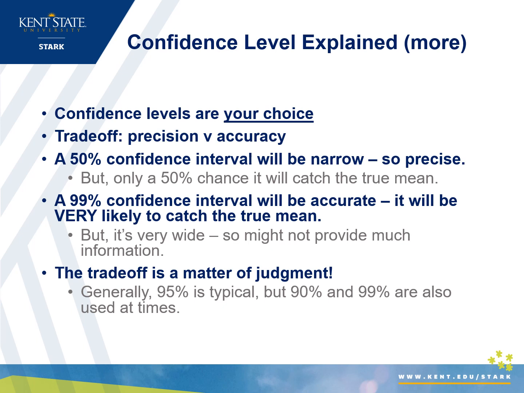So on the one hand, a low confidence level, something like 50%, will give you a very narrow range for your interval, so you get very precise estimates. However, the probability of it being accurate is also pretty low, only 50%. A 99% confidence interval, on the other hand, is very likely to catch the true value of the mean, but it does that by being very wide. So it's a matter of judgment which you should use.